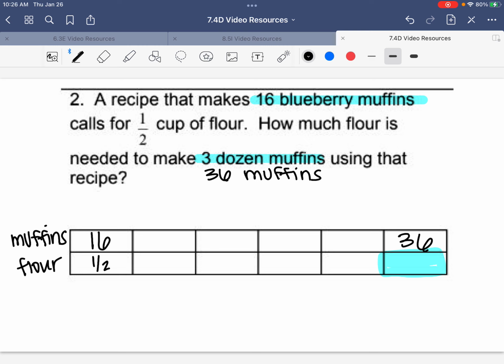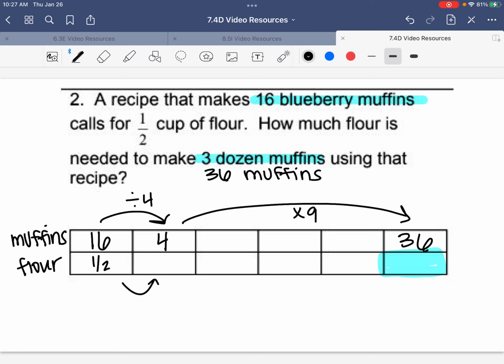So I am not sure how to go from 16 to 36 multiplicatively, but I know I can scale down. If I scale down to 4, then I'll be able to scale back up by 9. So if I scale from 16 to 4 by dividing by 4, I'll be able to scale up by 9 to get to 36.